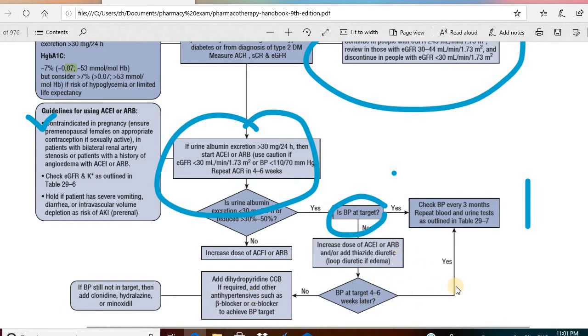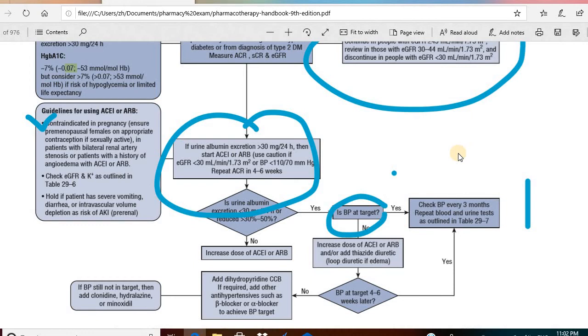अगर 4 to 6 weeks बाद हो जाता है तो you have to check after 3 months. So there is a condition about the blood pressure. First two conditions we already have discussed. In this condition, we should give first line agents, the ACE inhibitor or ARB. But if the patient is pregnant, or has renal stenosis or angioedema, then you can switch to other antihypertensive drugs.